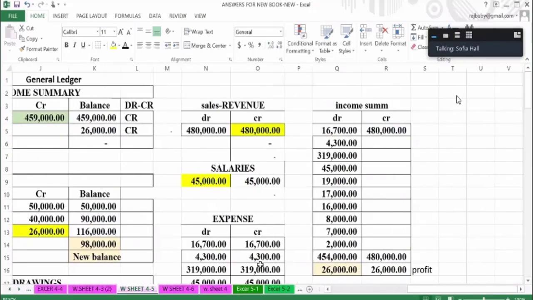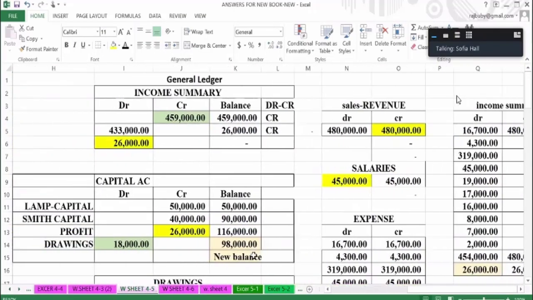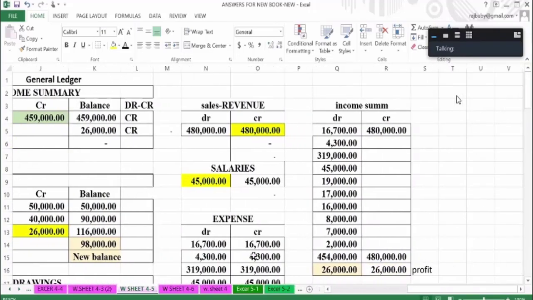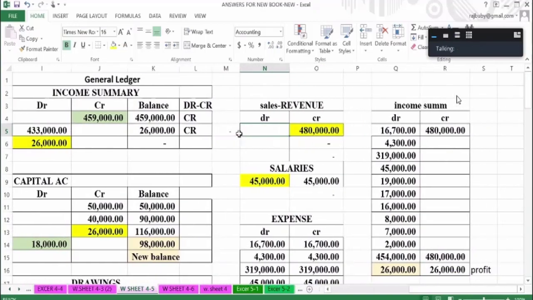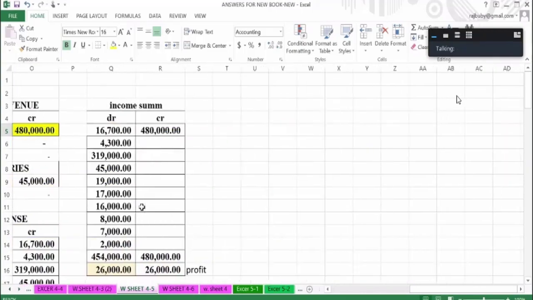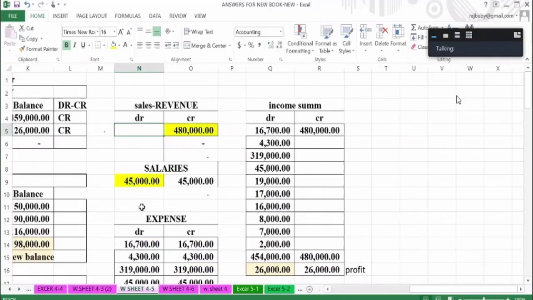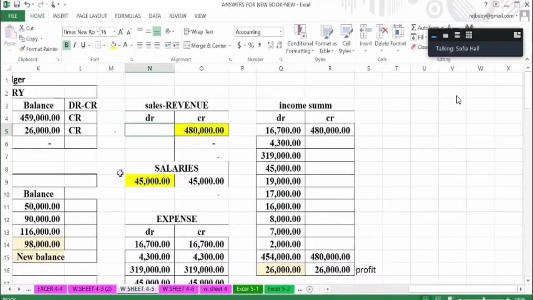Oh, I have it here. Okay. This is the revenue account. The revenue's normal side is the credit side. When we are transferring it to the debit side, the same amount goes to the income summary account on the credit side. Sorry, the example I have is different. Okay, this is the example.